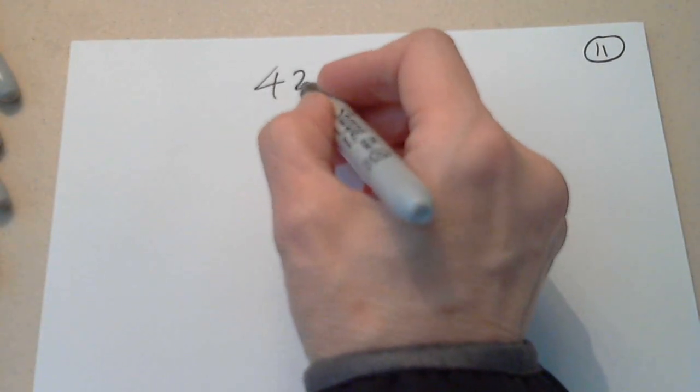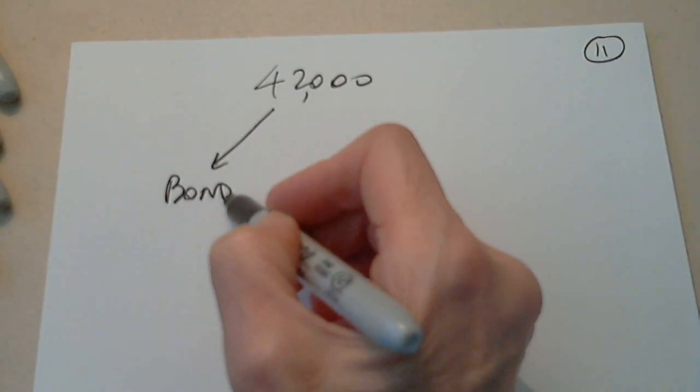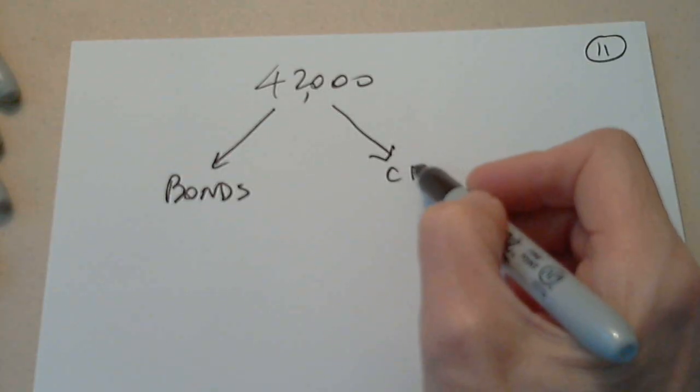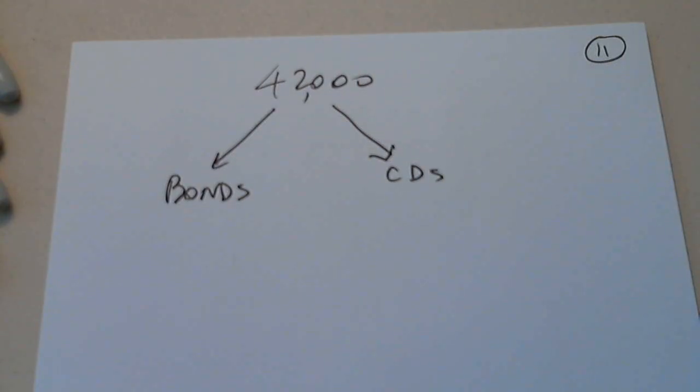Invested, some in bonds and some in certificates of deposit. Certificates of deposit, CDs. So 42,000, some in bonds and some in CDs. This is my picture. This is what I learned from the first sentence. Okay?